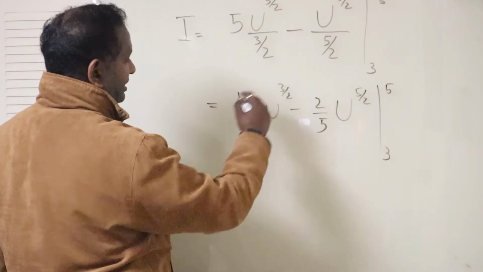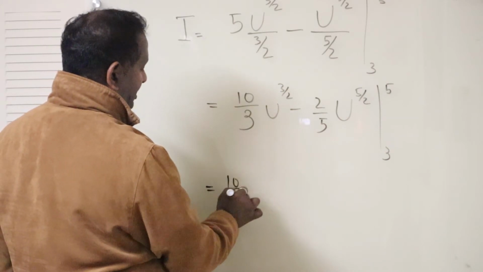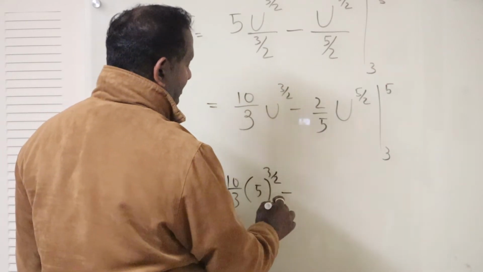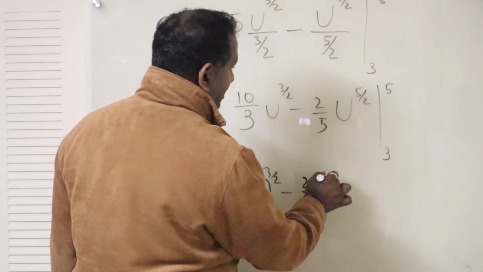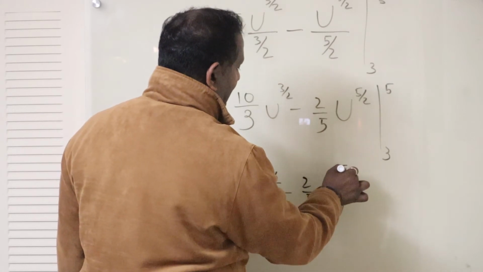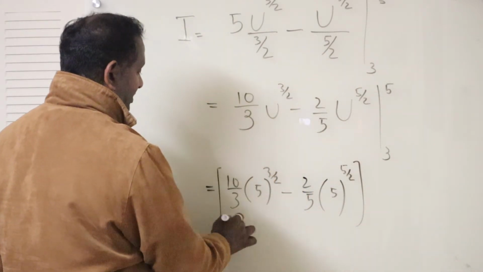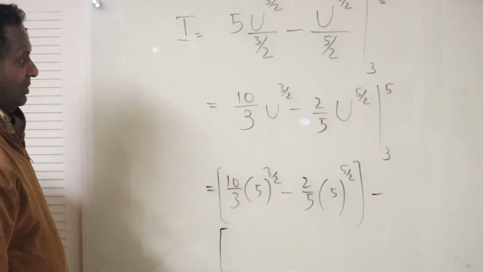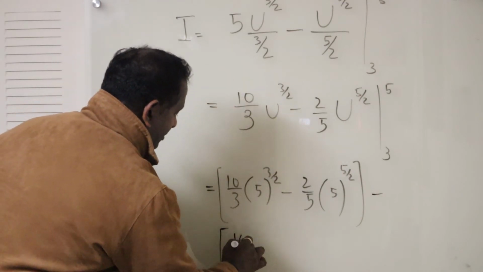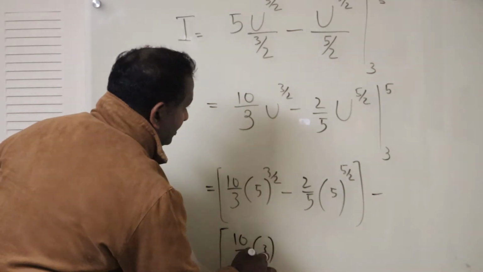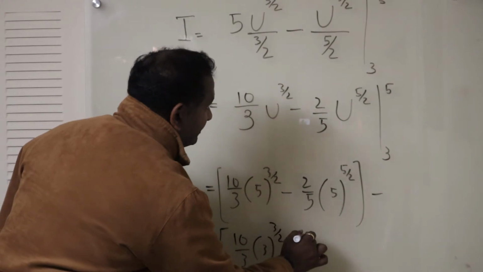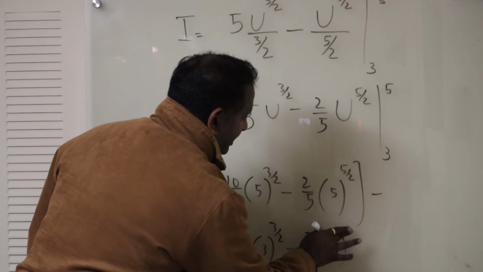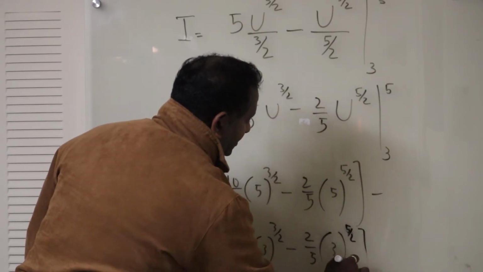Then I'm going to plug in the upper bound. 10 over 3 times 5 to the 3 halves minus 2 fifths times 5 to the 5 halves, this first set is for the upper bound, minus, I'm going to write for the lower bound. I'm going to plug in 3 here: 10 over 3 times 3 to the power of 3 halves minus 2 fifths times 3 to the power of 5 halves.